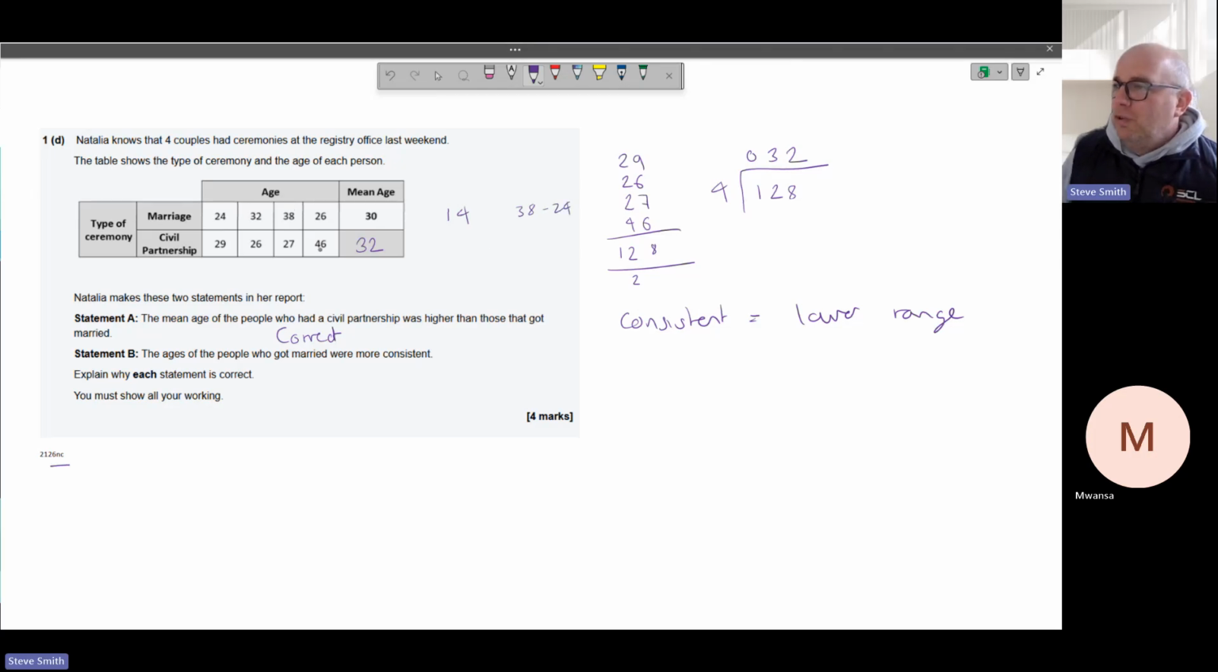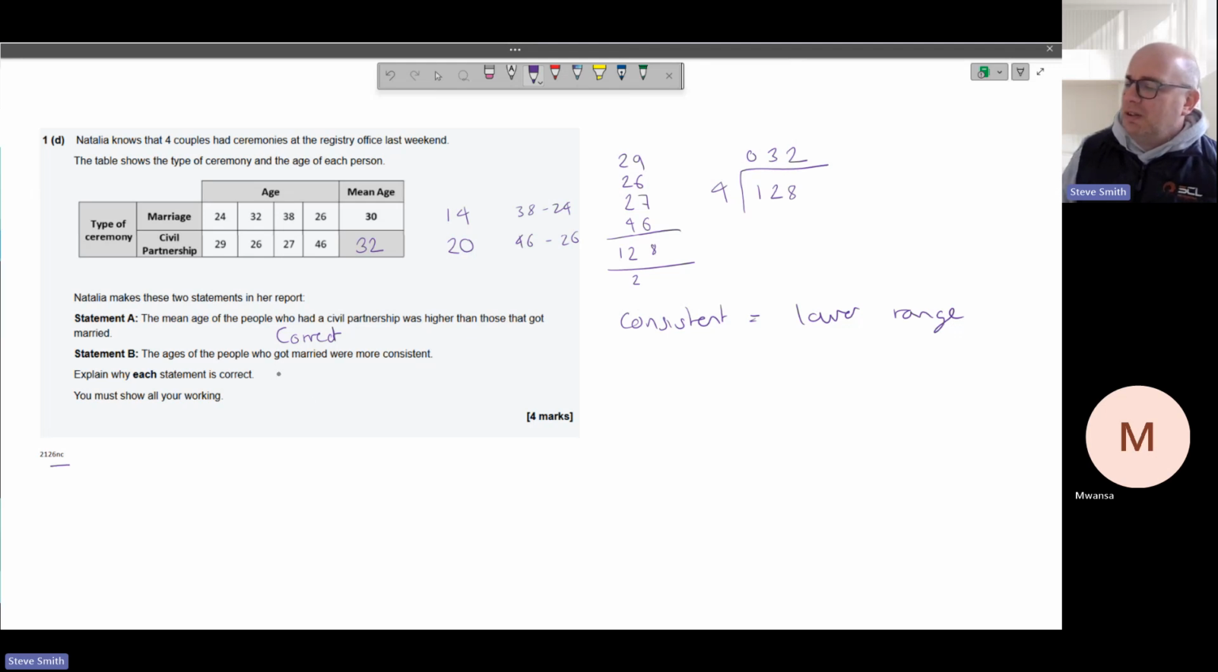And in this one, we've got 46, take away 26, 20. So read the statement again. The ages of people who got married were more consistent. Yes, true. 14 is a range.